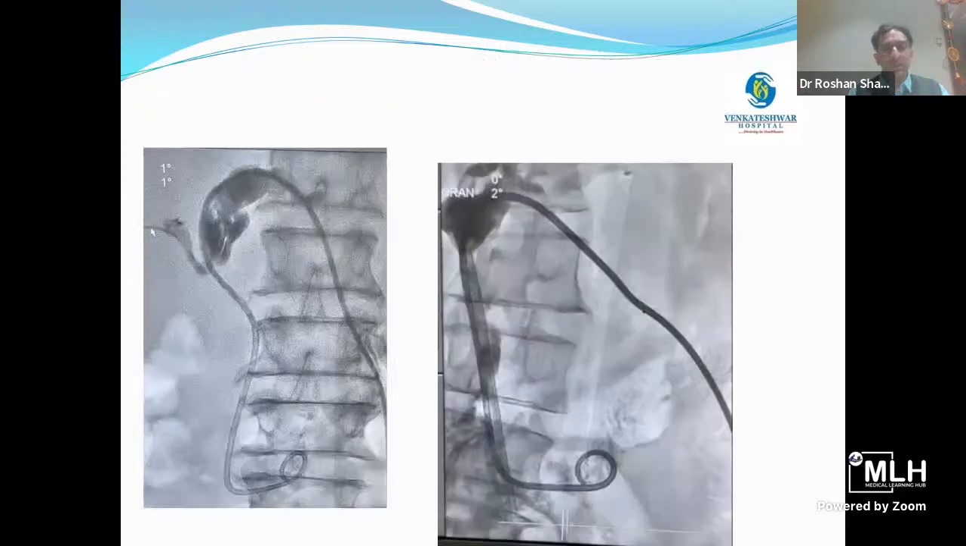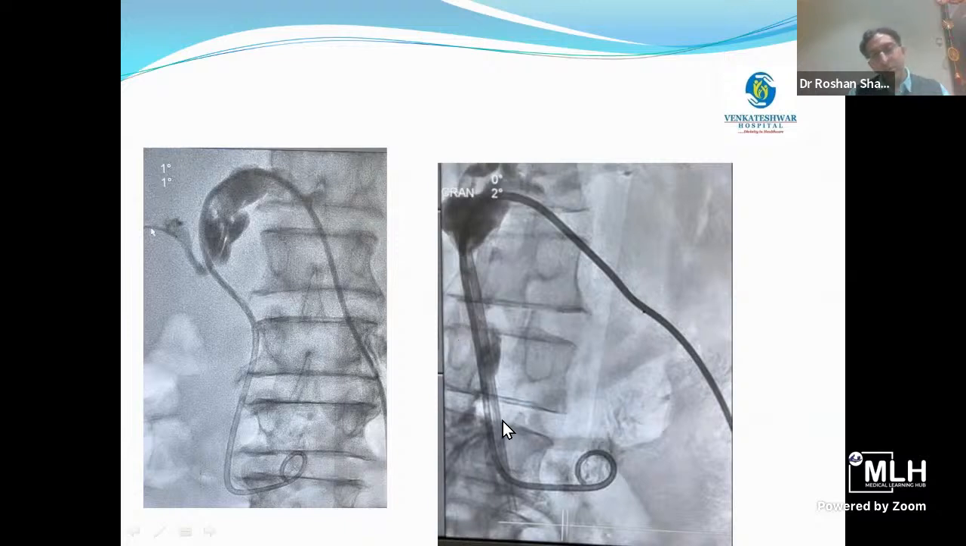So I am showing some cases. This is a case presented with an obstruction, and there is increased bilirubin. So we did a PTBD and internalized the catheter. The catheter has crossed the tumor. So the bilirubin came down, and the patient improved symptomatically.